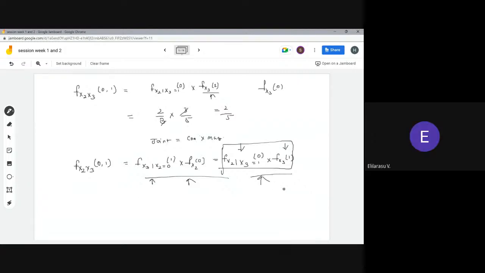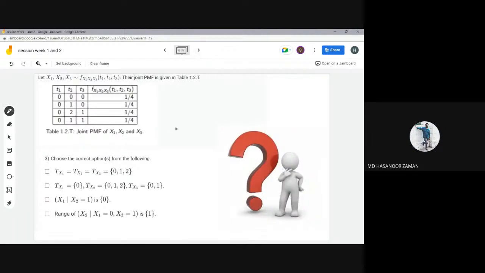Am I right? Yes, sir. Okay, so that's why we'll break. Now we'll move forward. Till now, anyone have any doubt related to joint, marginal and conditional part? No, sir. It's clear. Okay. So, now we will check this question.